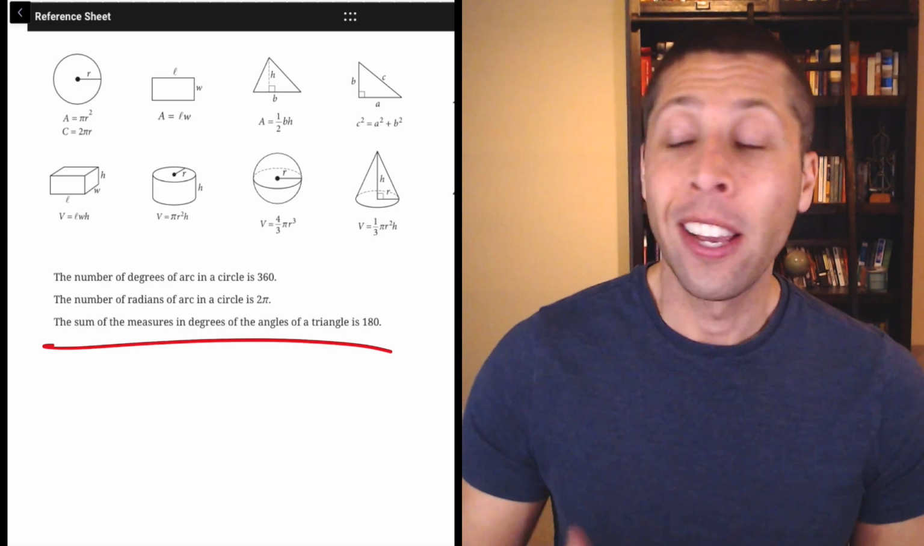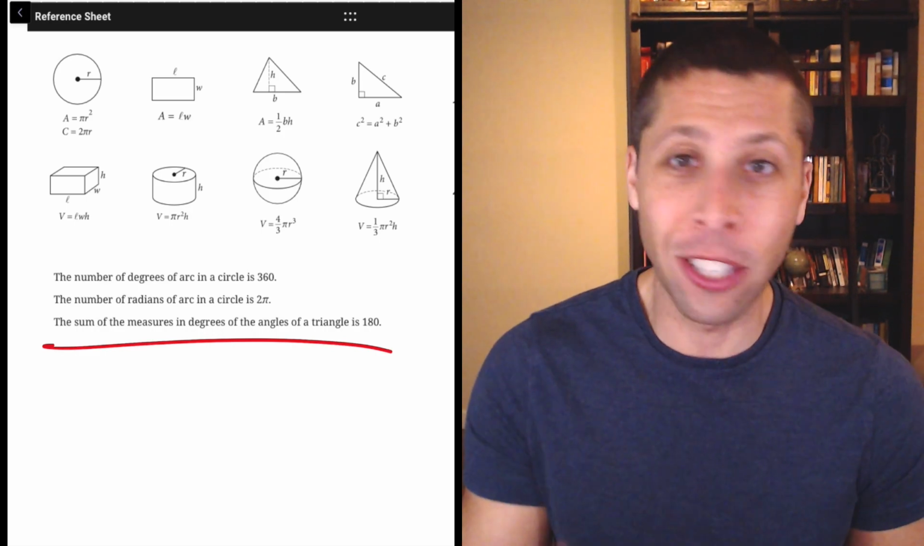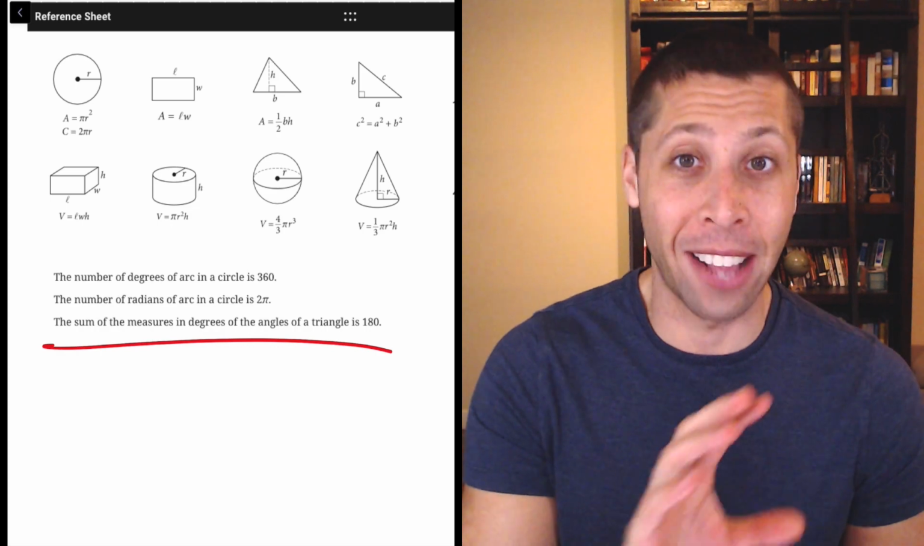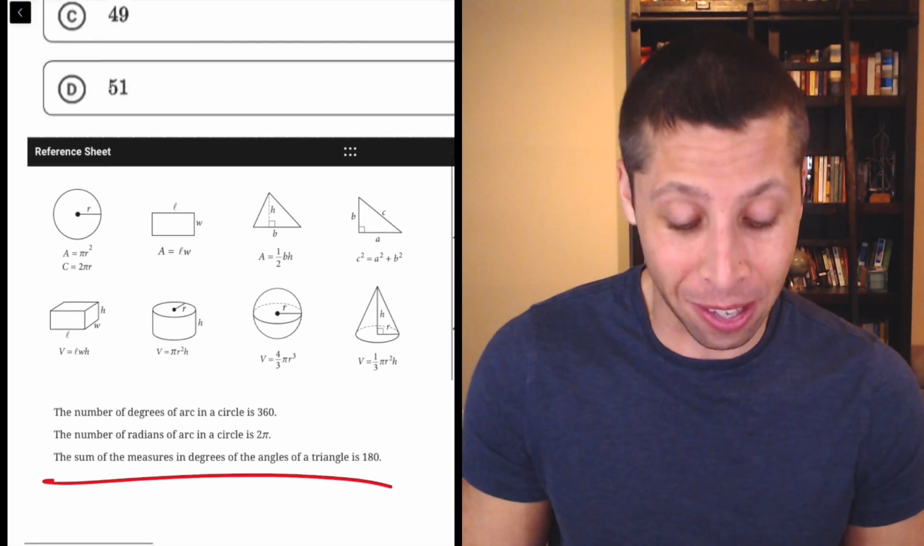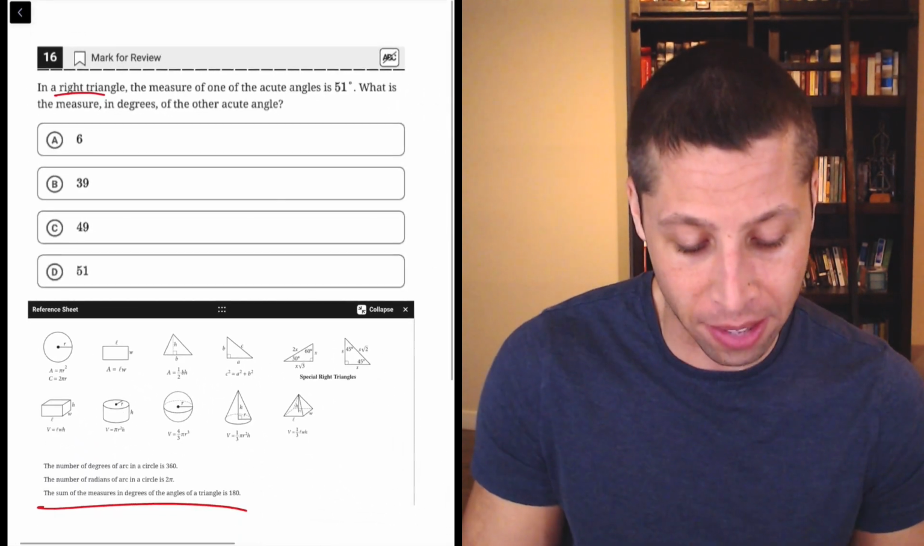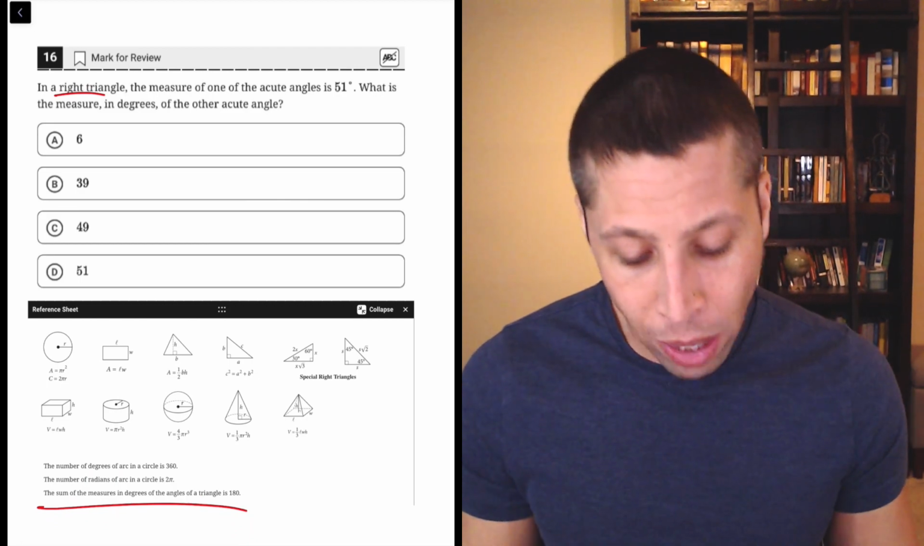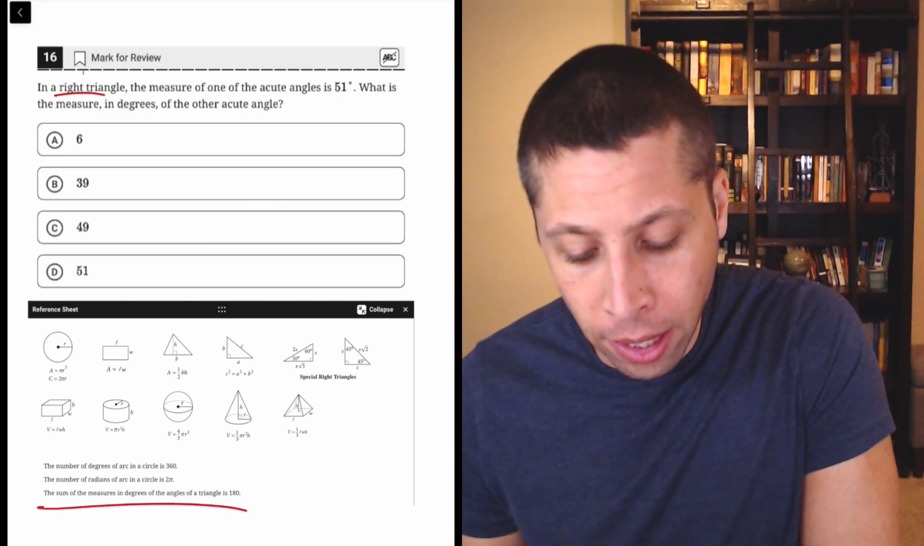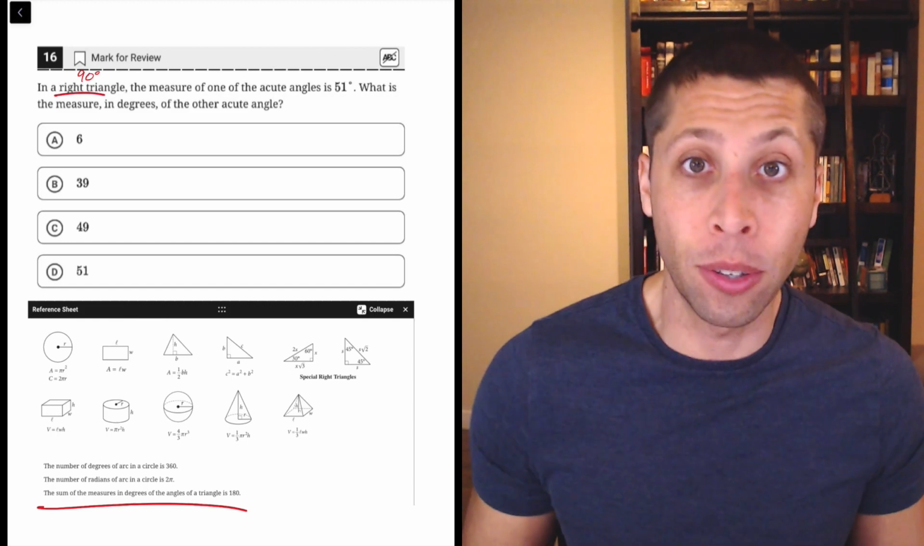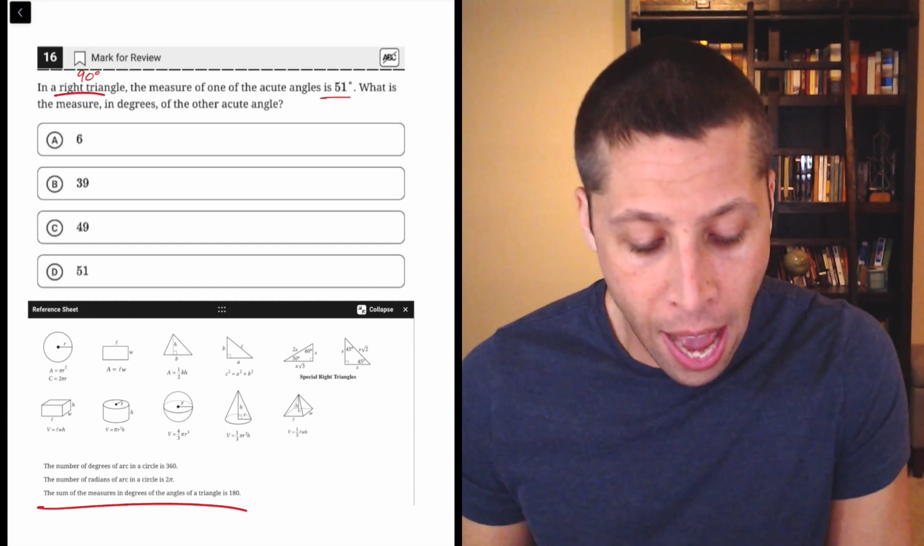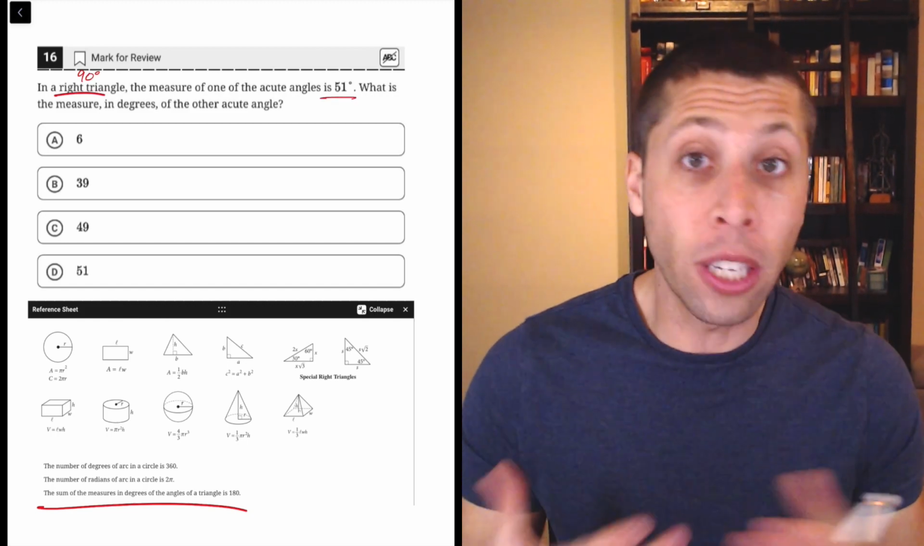So yes, you can just go to the reference chart in every digital SAT and just use that as written, or you can memorize it. It's something you're going to keep using in high school, so it's worth memorizing. So what that means then is if this is a right triangle, we already have one of the angles accounted for, right? It's 90 degrees. That's just by definition what's going on. And then the other one is 51, so we're looking for the other acute angle.